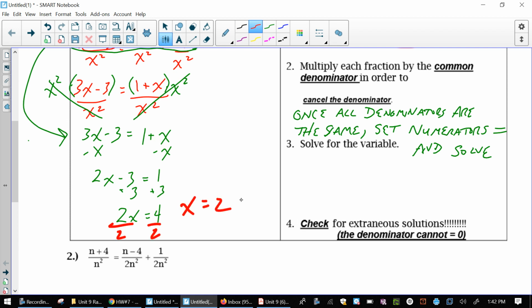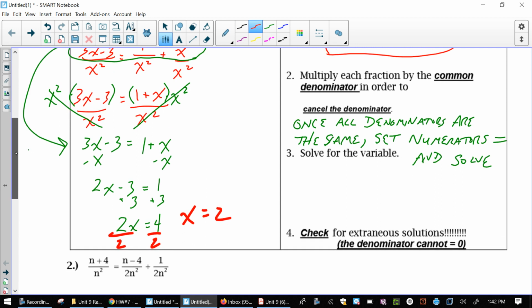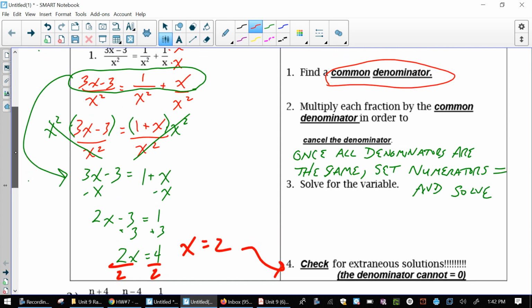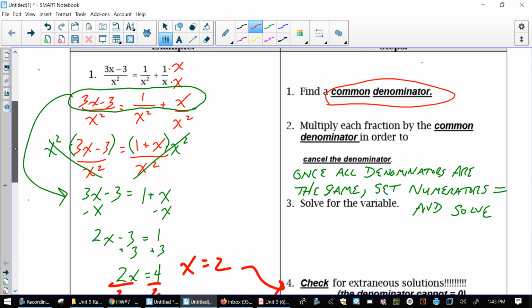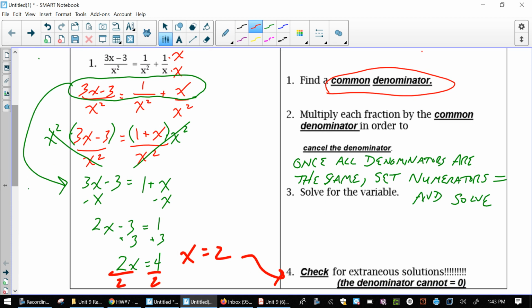Okay, now, notice step 4. Once we get this, we have to check for extraneous solutions. We talked about this at the beginning of the unit and said that in a rational expression, we have these things called excluded values, or things that cannot have a value there. So once we get that solution, we need to plug it back into the denominators, okay, and make sure they don't equal 0.